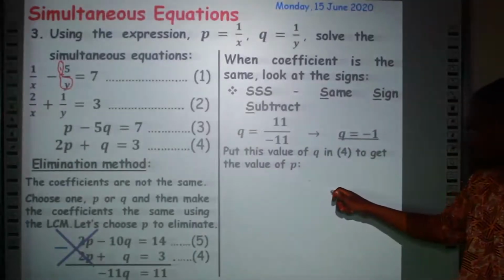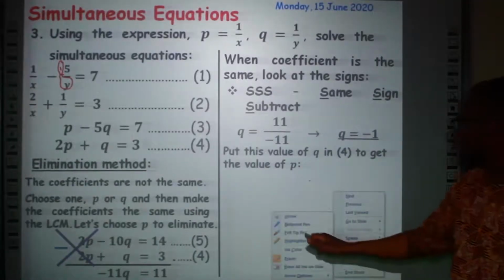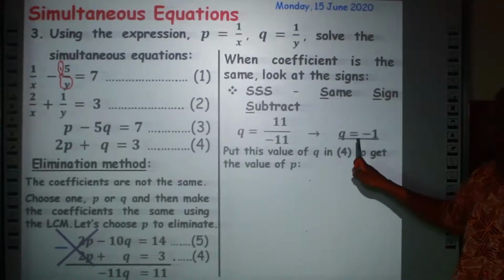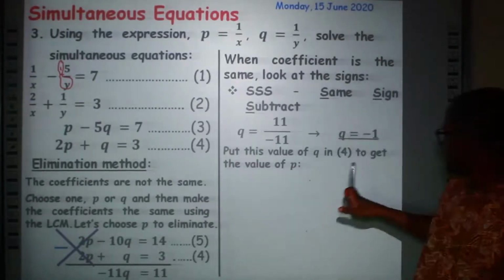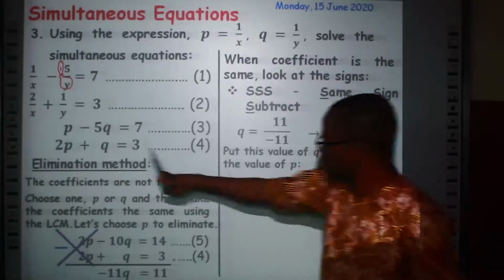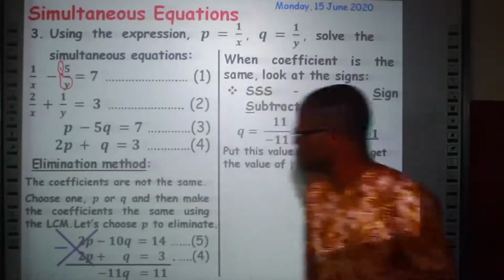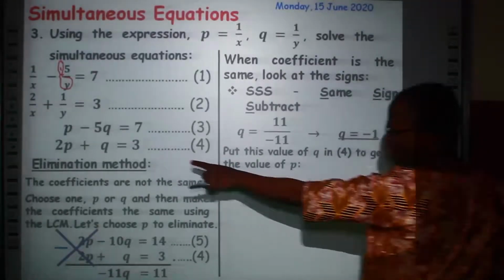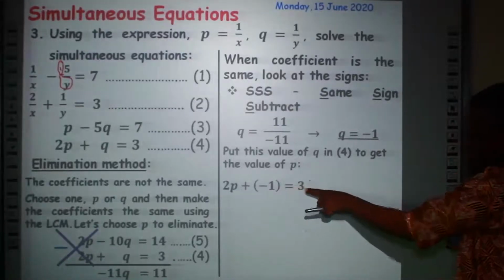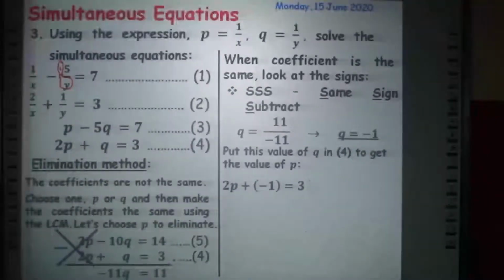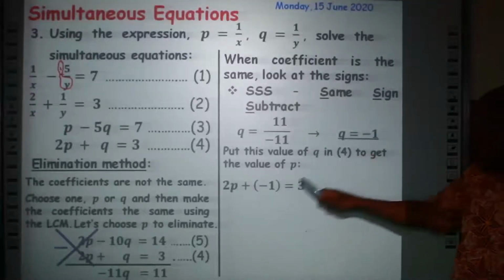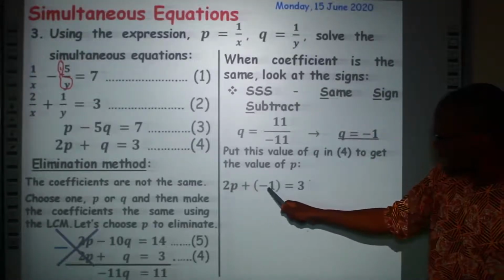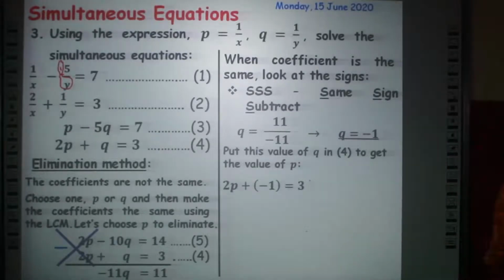Right, so we put this value of q, which is minus 1, in equation 4. So anywhere you see q, you put minus 1 to get the corresponding value of p. Okay, so there's equation 4, 2p plus q. So the q is now replaced with minus 1 is equal to 3. Right, so when you put the value of q, which is minus 1 in there, you have 2p plus or minus 1 is equal to 3. And plus or minus gives you minus. So you have 2p minus 1 is equal to 3.